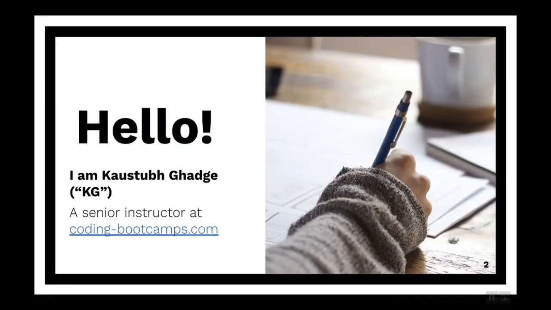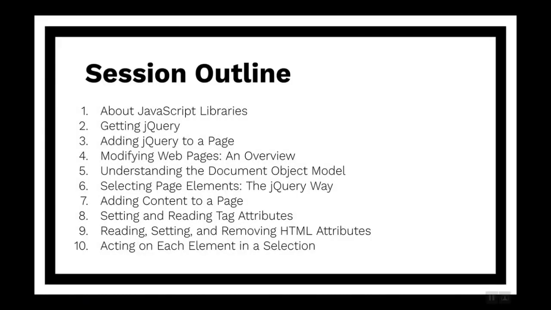Before we begin, let's look at the session outline. So in this session, we'll be discussing what JavaScript libraries are and how you can use them, understand what jQuery is, how do we add jQuery to our HTML page, how do we modify our existing HTML page. But before we do that, we'll also get a quick refresher about DOM, that is the document object model. We already covered this in the Introduction to JavaScript course, but a quick refresher will definitely be helpful, after which we'll cover how we can manipulate the DOM using jQuery.